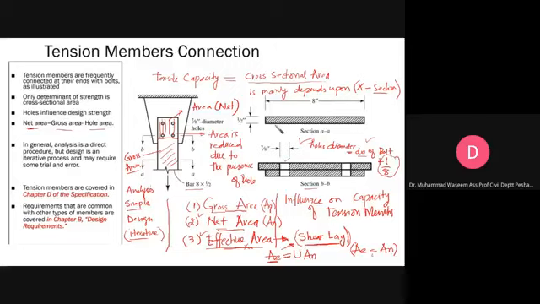Shear lag phenomenon, I will discuss it. Just give me a few slides. Shear lag phenomenon occurs in those members when the member is not completely connected to the connection. What happens is that one part of the member is fully stressed and the other part of the member is not stressed to its full capacity. So there is a lack of stress transfer, and that lack of stress transfer we call shear lag.